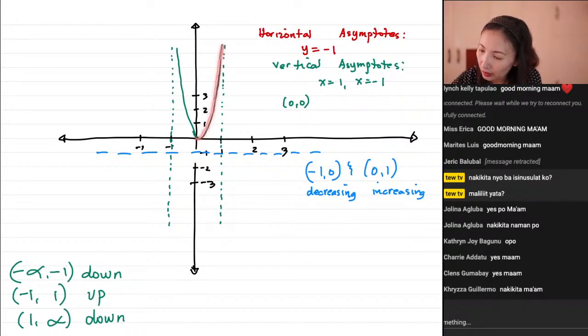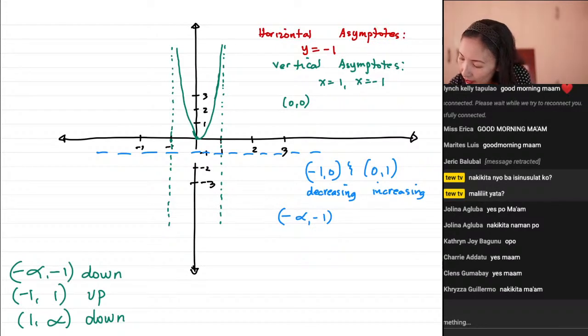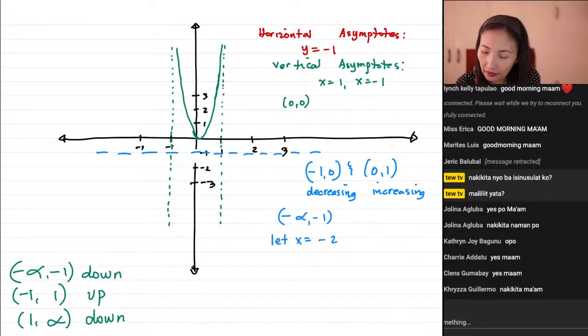How about when x, okay, what happens when x is from negative infinity to negative 1? You try with a point, okay? Here. So, let's take an x value. Let x be, let's say, negative 2. Where is this found? So, evaluate the function at negative 2. F of negative 2, what will that be?